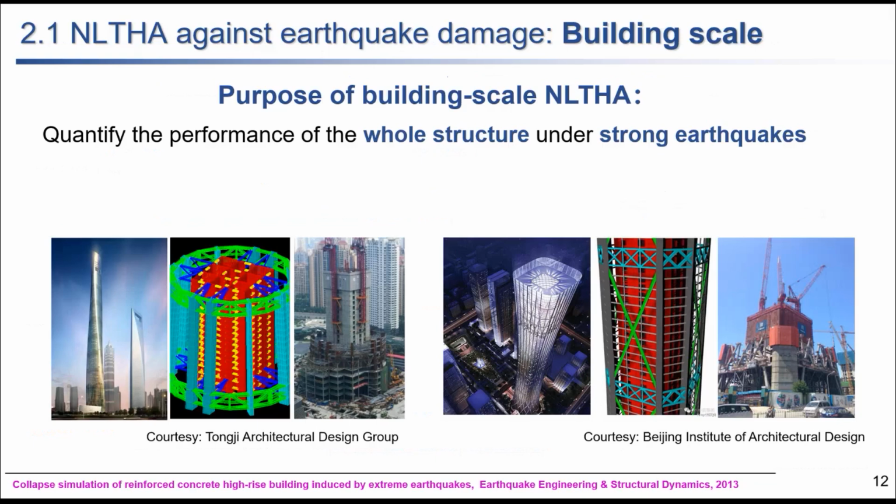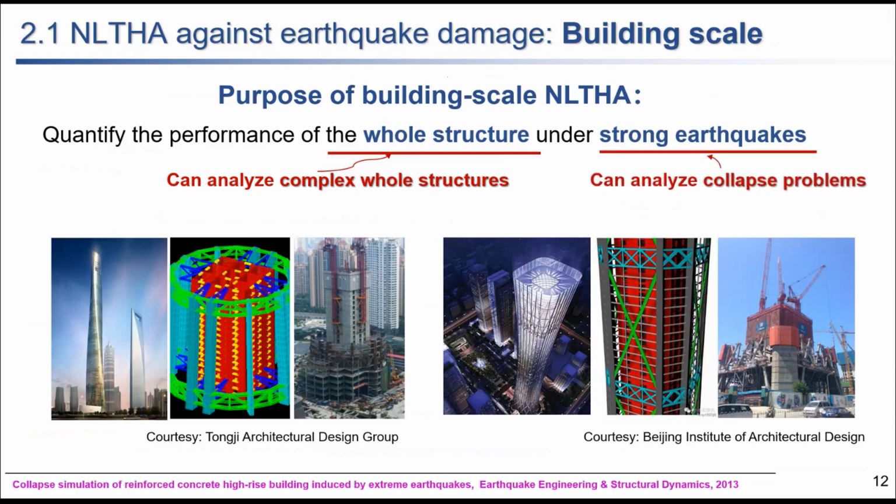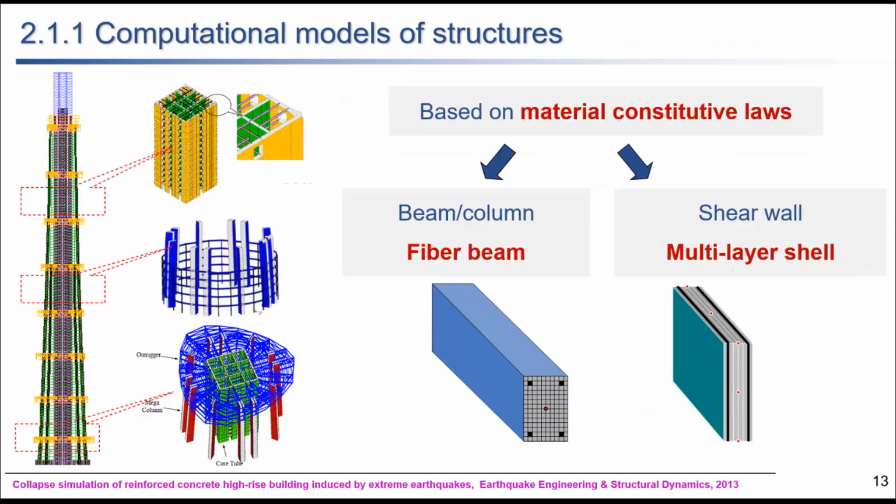We do the structural analysis, and we believe there are two important things. First is that our numerical model can analyze real-world complicated structures. Some numerical models are very good for experimental components, but when we go to real-world structures, we need our numerical model to adapt to very complicated buildings. The second is that our model can simulate collapse behavior, because this is very important for the safety of buildings. So we propose that, based on the material constitutive law, we use fiber beam elements and multi-layer shear elements to set up the finite element model for this super tall building.